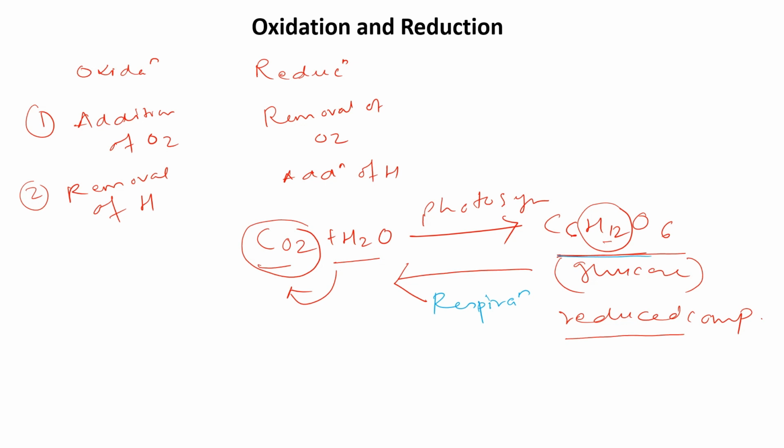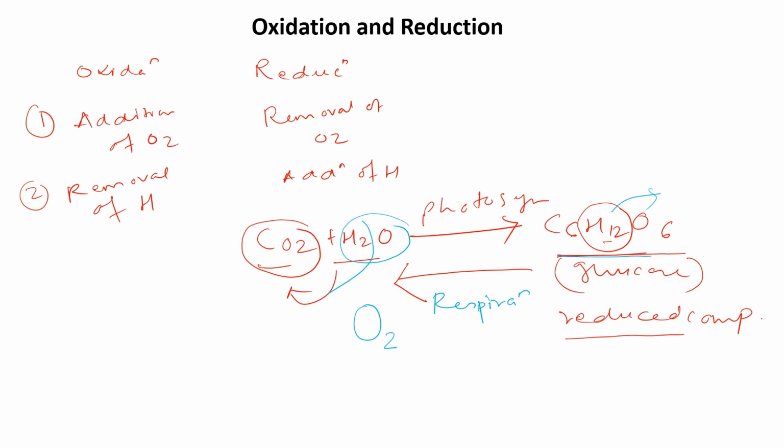In respiration, what is reduced then? Where is this hydrogen getting added? Here. So if you remove hydrogen from here, it is actually what? Oxygen. In the oxygen, hydrogen is added to form water. So oxygen is reduced in respiration.